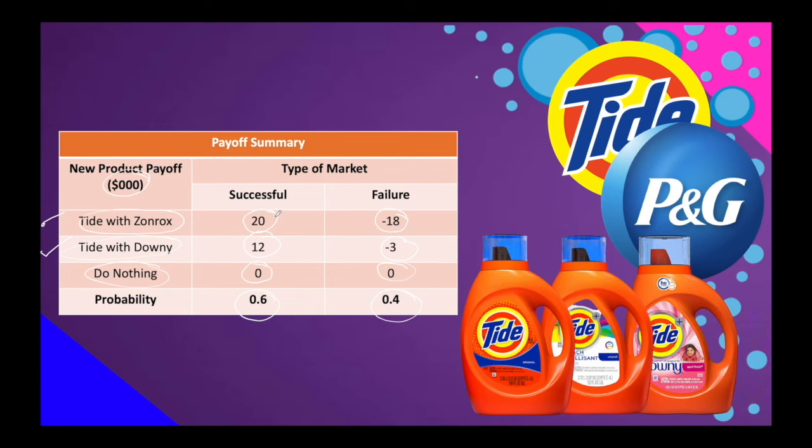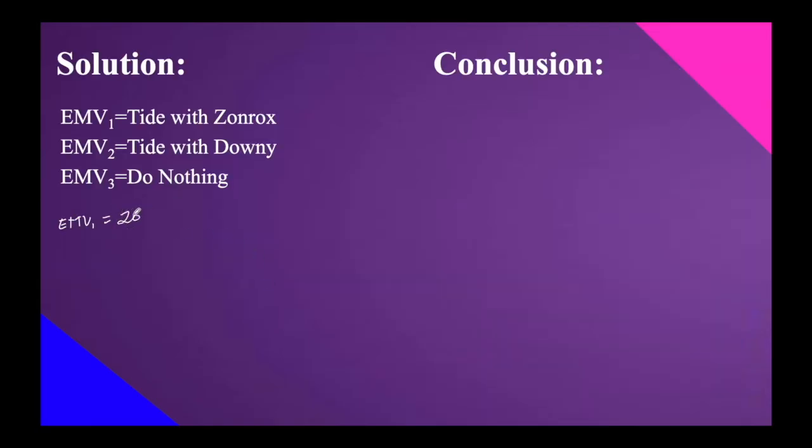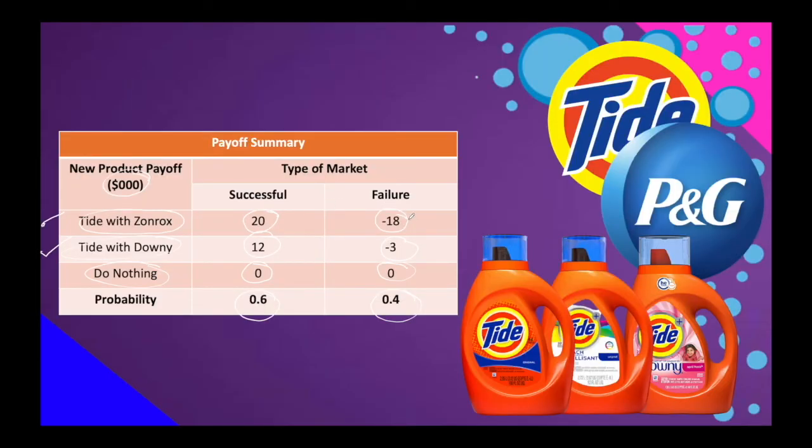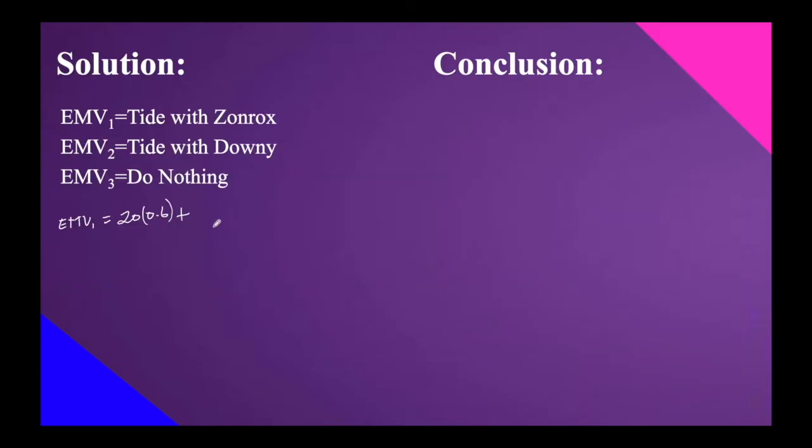So, 20 multiplied by 0.6. Let's write it here. 20 multiplied by 0.6 plus the value of failure, negative 18 multiplied by 0.4. Same lang din naman yan. This is equivalent to, let's open our calculator.